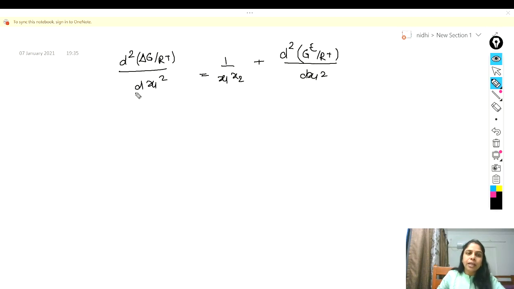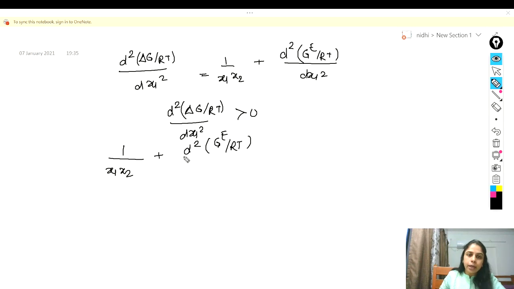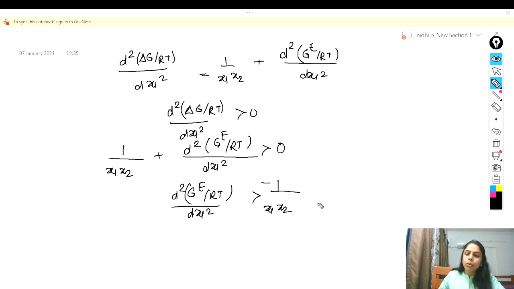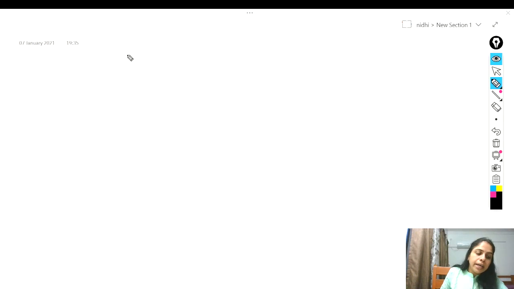And we know that for stability, the second derivative of Gibbs free energy will be greater than 0. So you can put this value over here: 1 upon x1 x2 plus d square GE upon RT dx1 square is greater than 0, and d square GE upon RT dx1 square is greater than minus 1 upon x1 x2 at constant temperature and pressure. So this is the stability criterion.